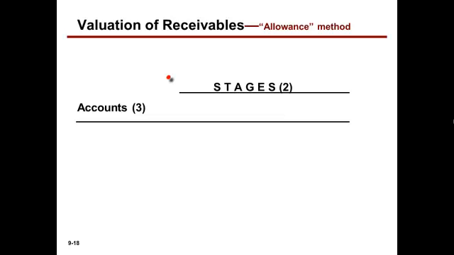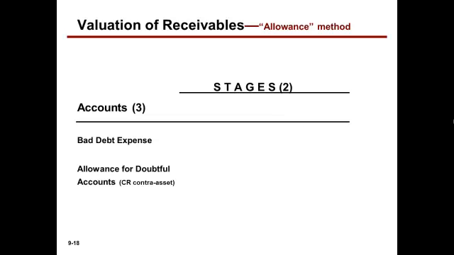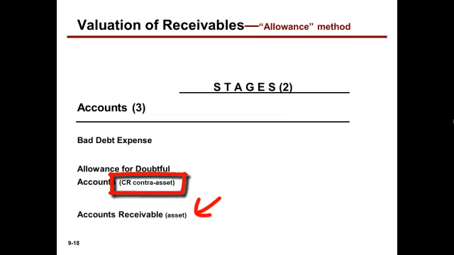For the allowance method, there are 3 accounts involved and 2 stages. What are the 3 accounts? We'll have a bad debt expense account. We'll have an allowance for doubtful accounts. This is a credit account. It's an asset. It's called a contra asset account. It's going to modify our main accounts receivable account, our asset account, which we've seen before. So 3 accounts: bad debt expense, allowance for doubtful accounts, and accounts receivable, our main asset.